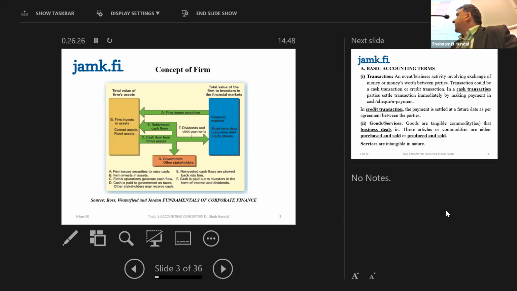The other stakeholders may receive cash. When you get the revenue, do you take all the revenues home? No. First, you pay taxes. You pay tax to the state. Even before you pay tax, you pay salaries. You pay wages. If you rent the building, you pay the rent. That's why the word is stakeholders.